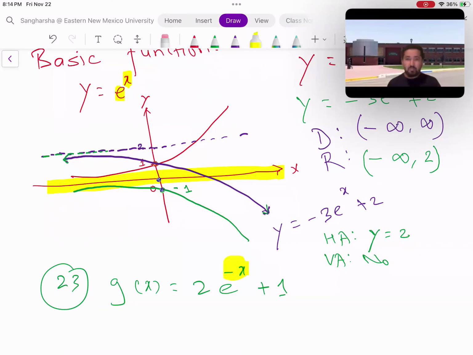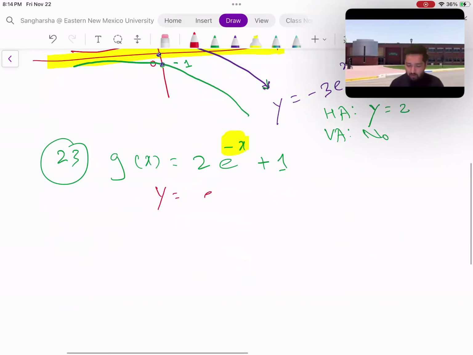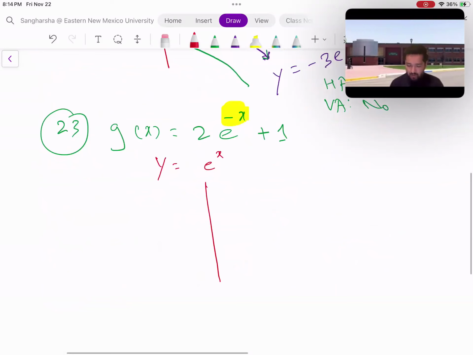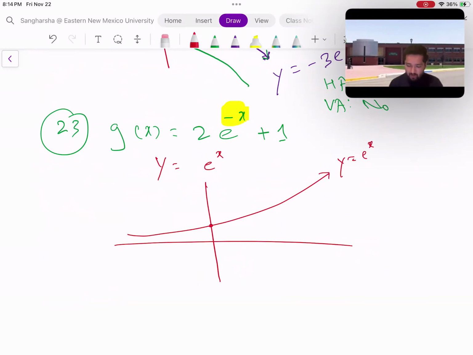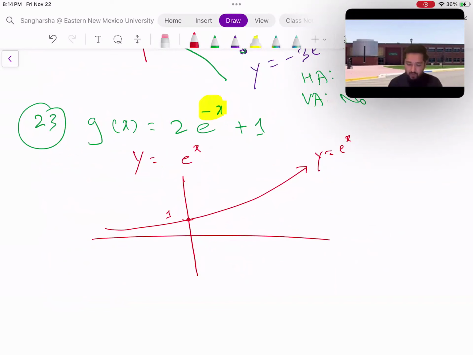Now, what does it mean? What is the transformation if you have a negative x? What do we do in the second stage? You start from your basic function. So your basic function is y equals e to the power x. So this is the graph for y equals e to the power x. Our y-intercept is 1.